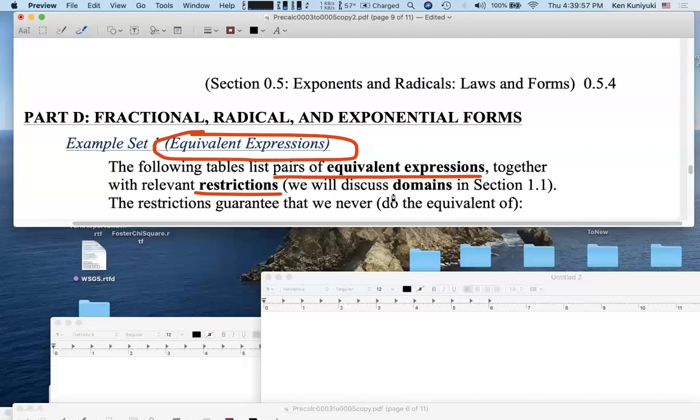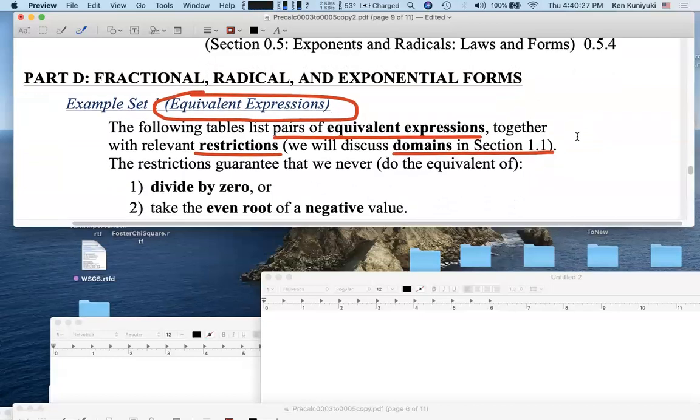This is related to the important domain issue in section 1.1. Now, as far as domain or restriction issues go, what are the two things that you never ever do if you want to keep things real, if you want to keep it real? You never divide by what number, and you never take square roots, fourth roots, in general, even roots of what kinds of numbers or values?